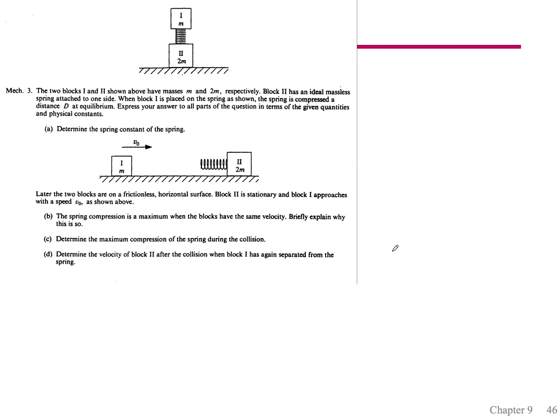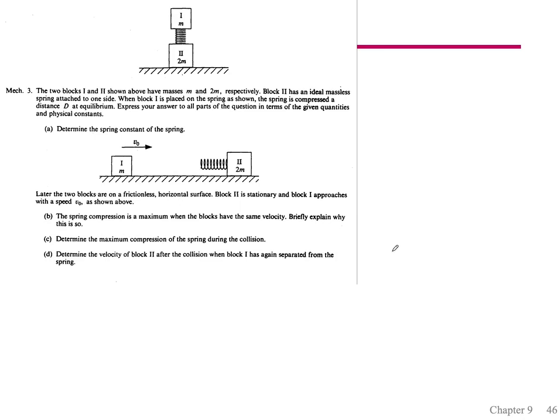Finally, here's a mechanics level 3. Two blocks, 1 and 2, are shown, and they have masses m and 2m respectively. Block 2 has an ideal massless spring attached to one side. I love these massless things. When block 1 is placed on top, the spring is compressed a distance d at equilibrium. Express your answers to all parts of the questions in terms of the given quantities and physical constants.